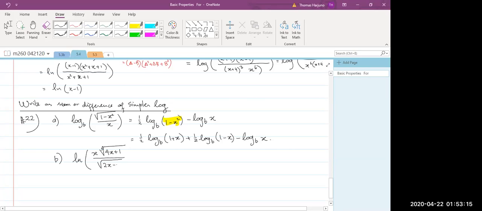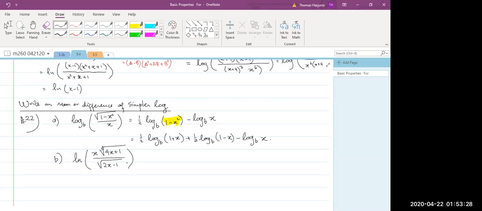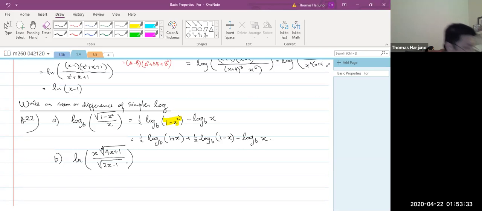A quick question. Would a question like 22A ask to find the domain and the range? Yes, possible. I will explain it later. The emphasis of the domain you can see a lot more in 5.5, so that's why I'm not really rushing into answering it right now. But let me finish this one.